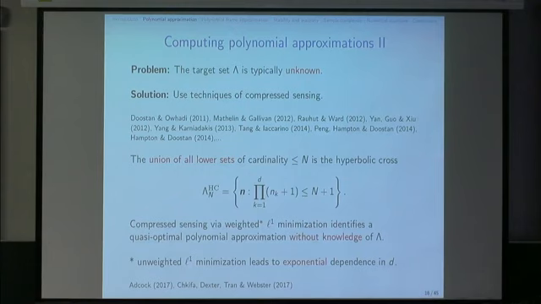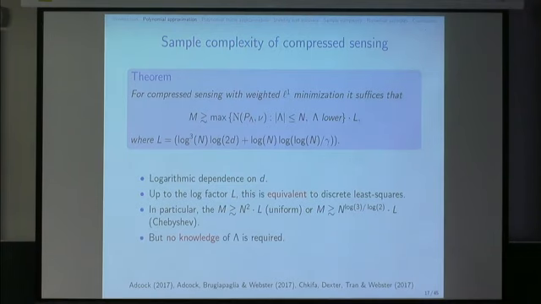This was already talked about by Hoang Tran in his talk a couple of days ago, so I'm not going to go into too much of the details. But the point is that if you put the right regularizer on with compressed sensing, you can recover a quasi-optimal approximation without having to know the lower set where your large coefficients live. I should note here that the use of weights is very crucial. If you solve the unweighted L1 minimization problem, you end up with sample complexity estimates that can potentially be exponentially large in the dimension.